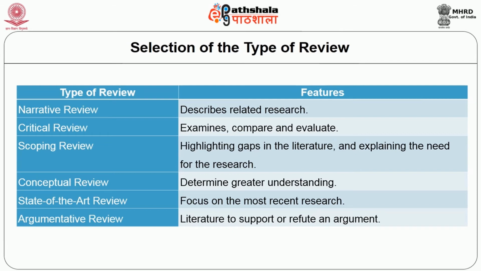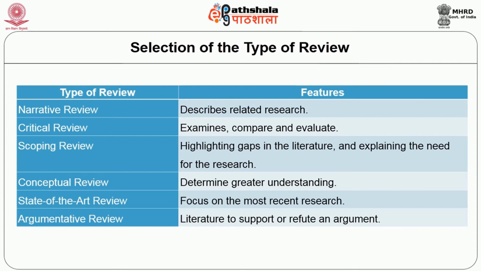Narrative review. The main feature of this is it describes the research and related subjects. Next type of review is critical review, which examines, compares and evaluates the results. The next type is scoping review, which highlights the gap in the review of literature and explains the need for research. The next one is conceptual review, which determines in great understanding. The next one is state of art review, which focuses upon the recent researches.